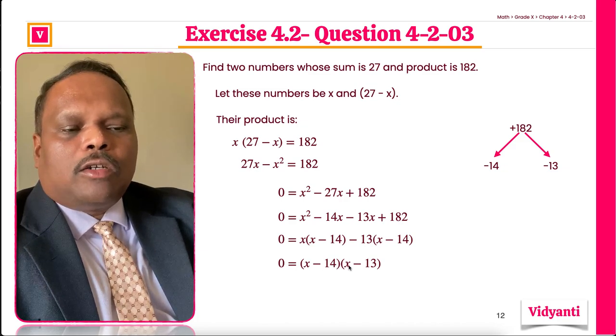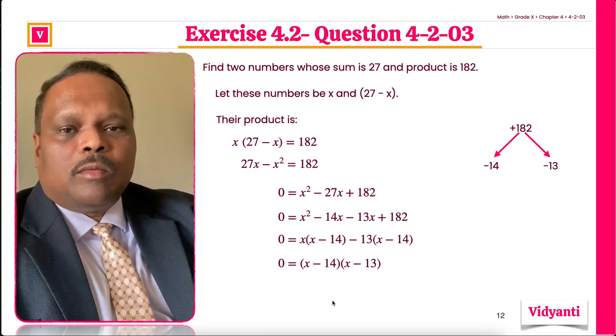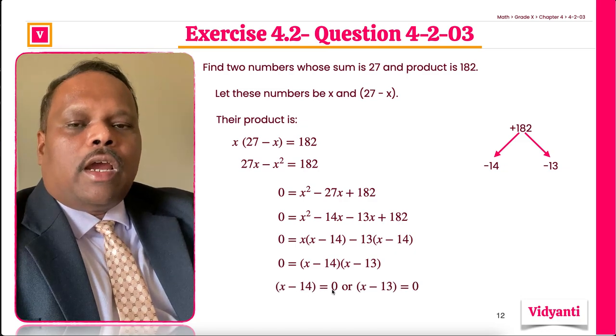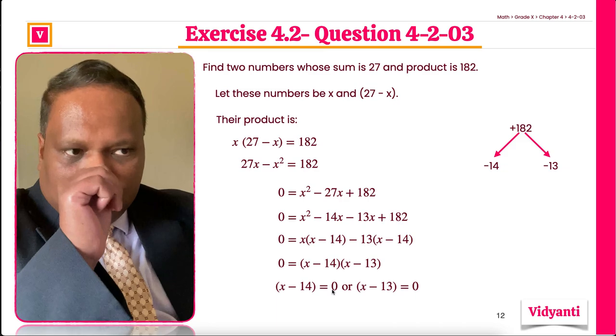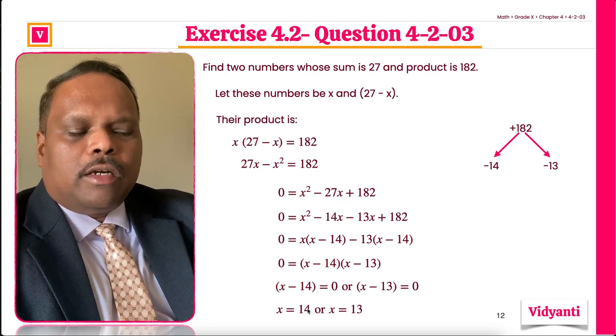So when the product of two terms is equal to 0, that means the first term can be 0 or the second term can be 0. In the extreme worst case, both terms can be 0. So I am going to write x minus 14 equal to 0, which is the first term, and x minus 13 equal to 0. So we will get two answers, one is 14 and one is 13.